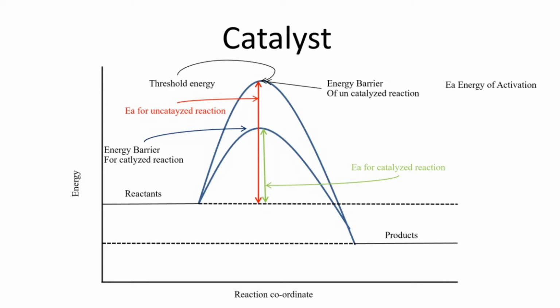So we also need to define what a catalyst is. We can say, generally speaking, it is a substance that alters the rate of the reaction. And when we use the word alters, here we are implying that it lowers the energy of activation, therefore the reaction goes faster.